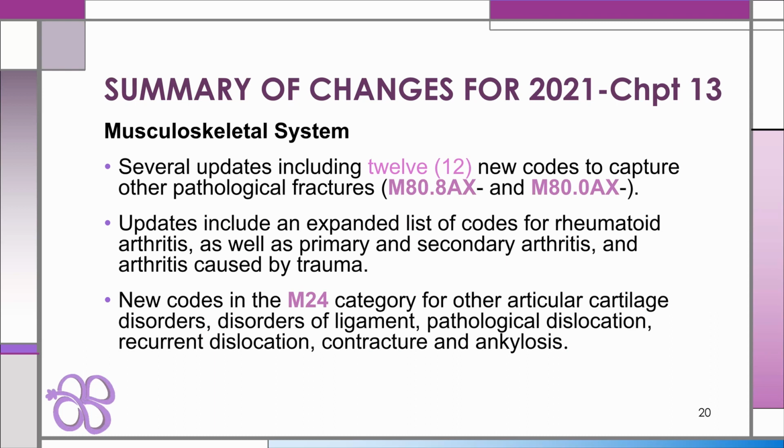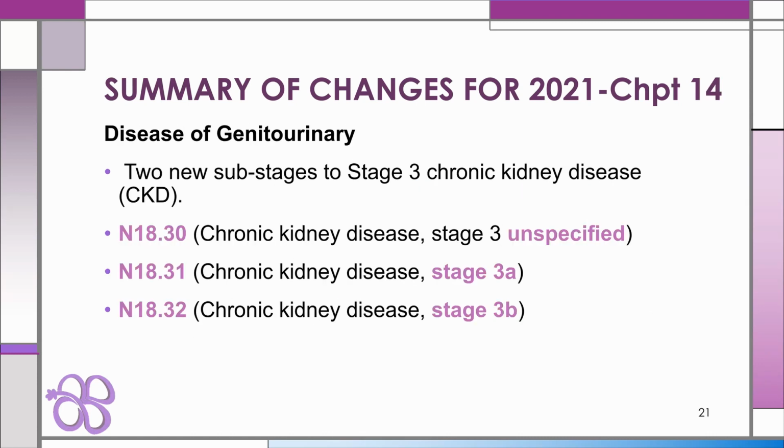Musculoskeletal System, Chapter 13. There are several updates, including 12 new codes to capture other pathological fractures. Updates include an expanded list of codes for rheumatoid arthritis, as well as primary and secondary arthritis and arthritis caused by trauma. New codes in the M24 category for other articular cartilage disorders, disorders of ligament, pathological dislocation, recurrent dislocation, and contracture and ankylosis. Disease of the genitourinary system.